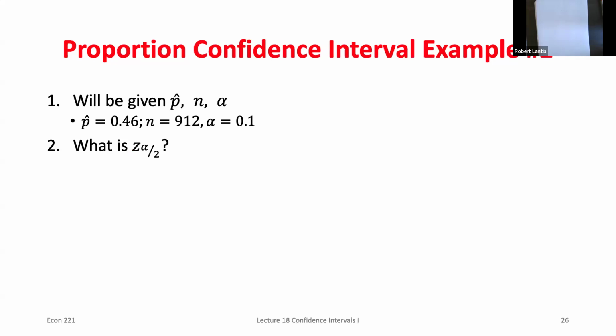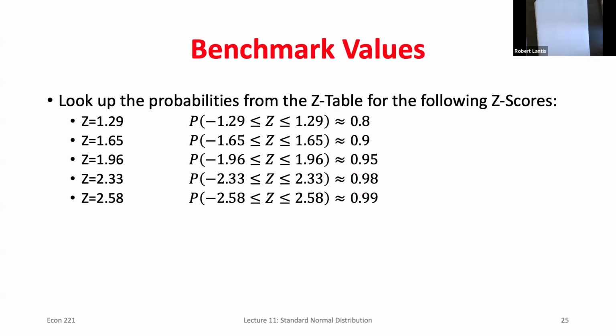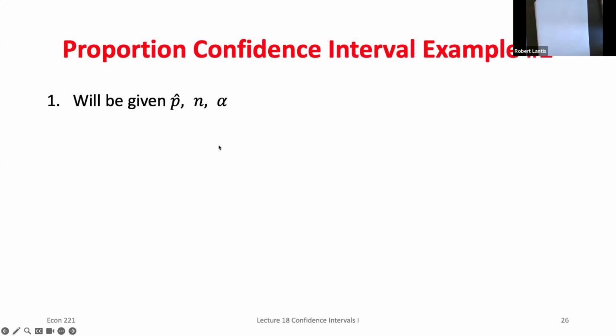I then need to look up the z-score that gives me half of alpha on each side, so 0.05, which going back here, what gives me, actually, I set this up so this is even easier, right? So I wanted what z-value gives me 0.9 in the middle, right? So 0.1 outside of my confidence interval, 1.65 and negative 1.65.